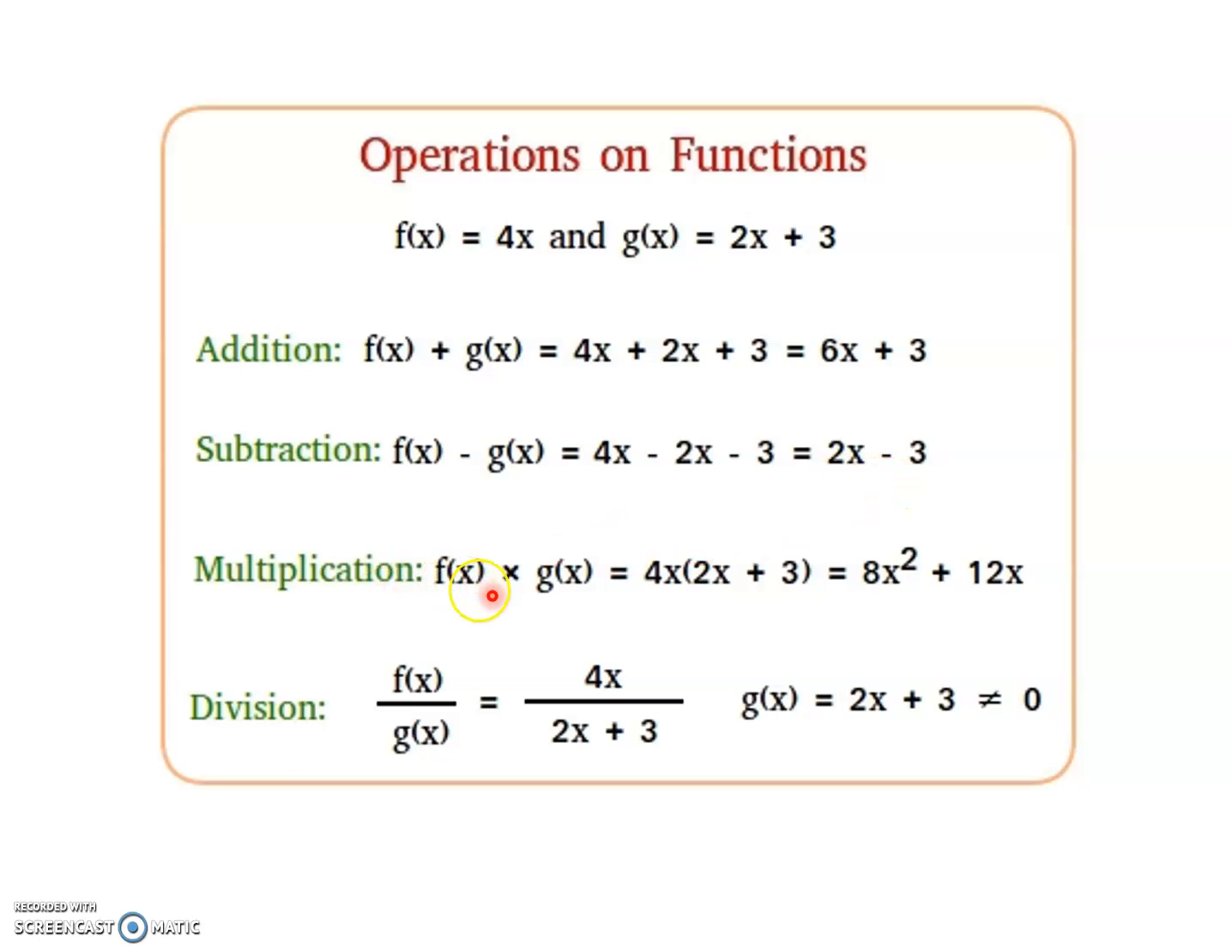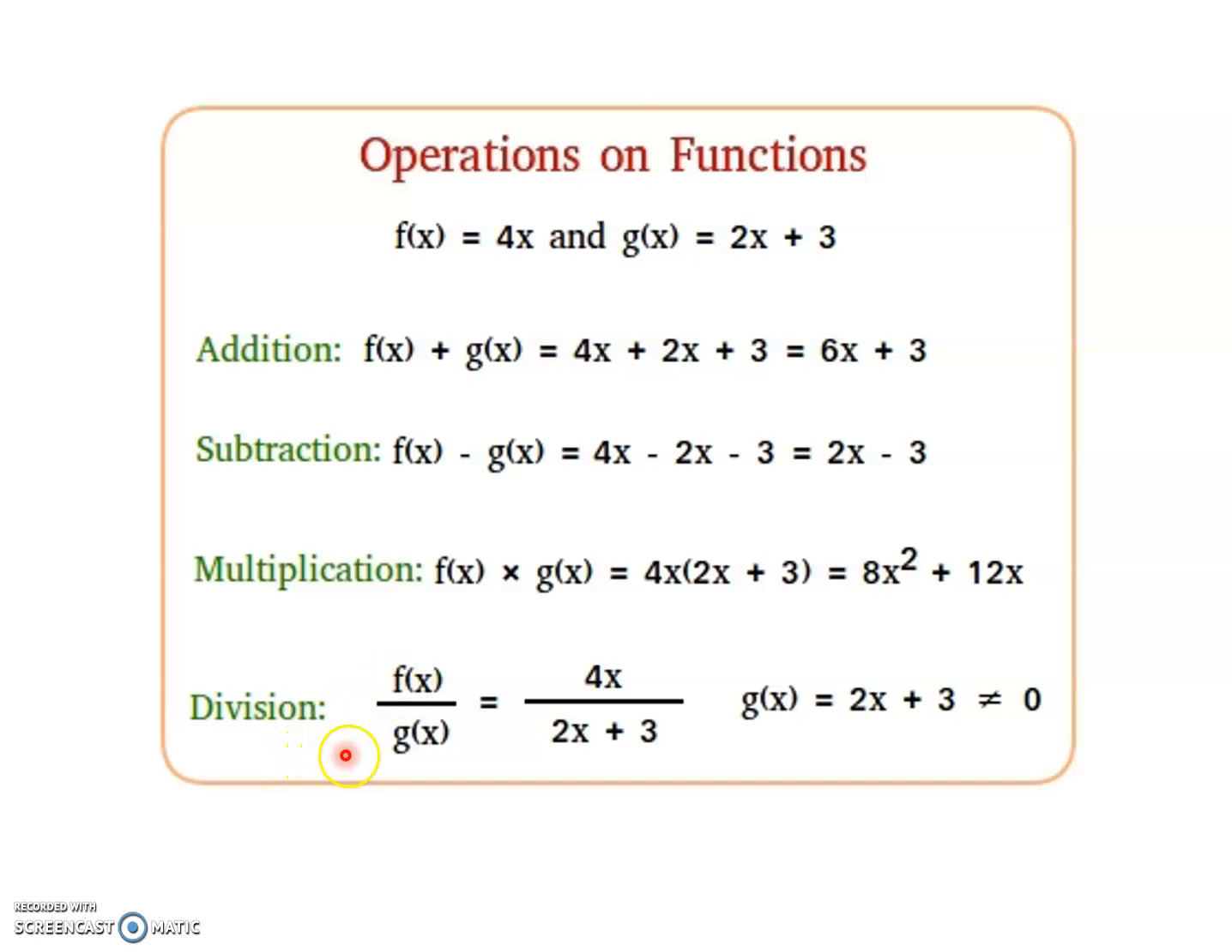Now multiplication, f of x into g of x, that means 4x remains the same, in bracket 2x plus 3. We know that 4 into 2 is 8, x into x is x square, so 8x square is the first term. 4x into 3, so it is 4 into 3, it's 12x.